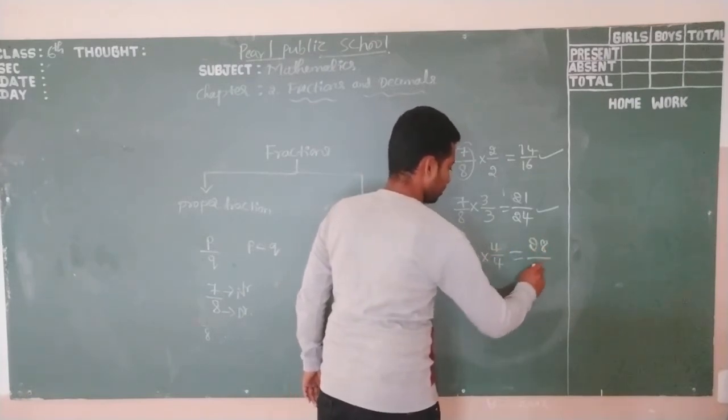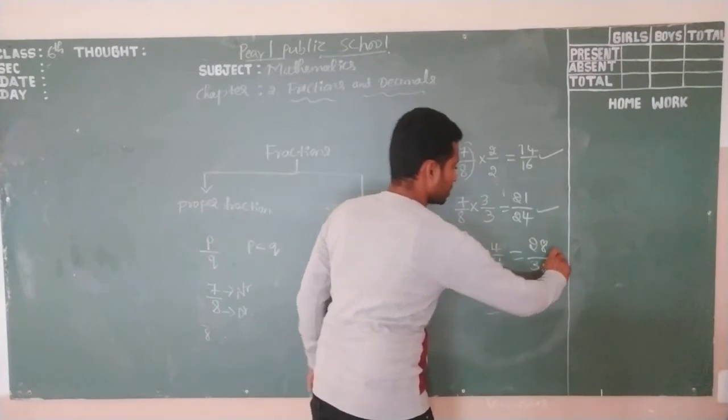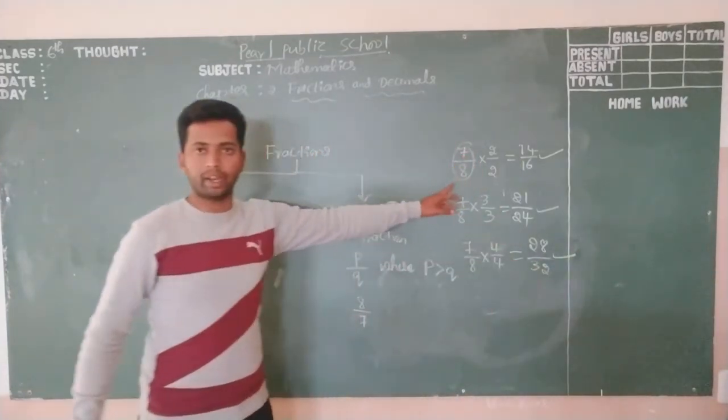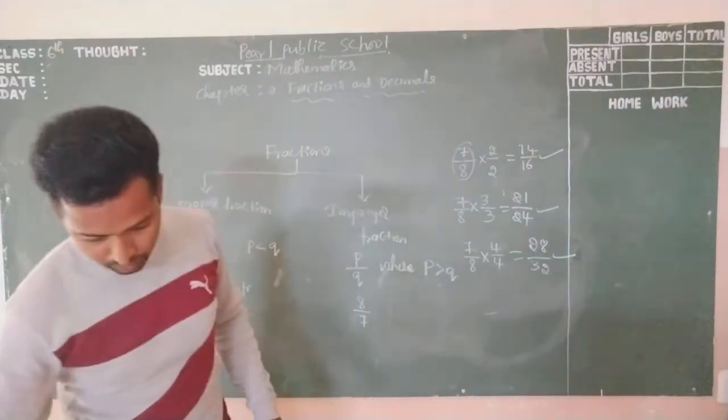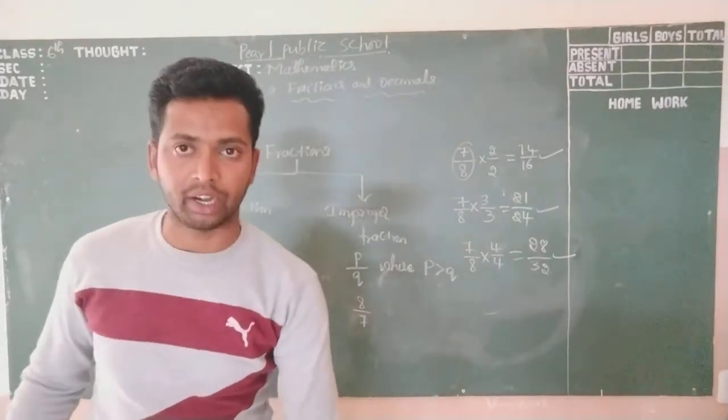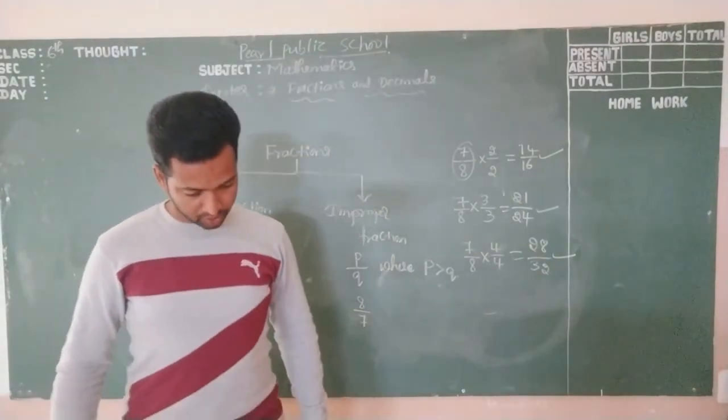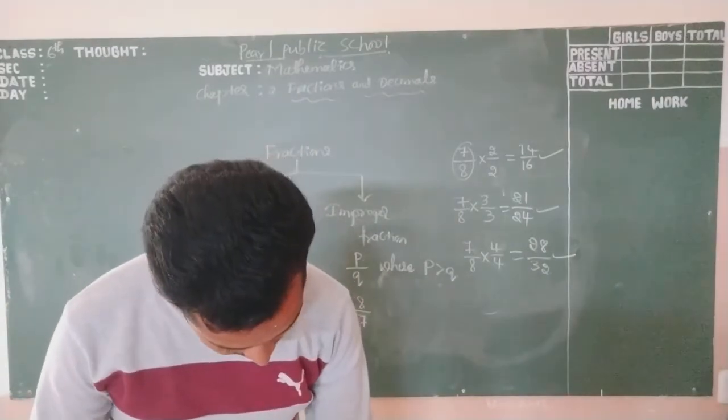28, 8 4s are 32. Okay, so this is also an equivalent fraction of 7 by 8. So this is what a proper fraction and an improper fraction are. Next are the worked examples.